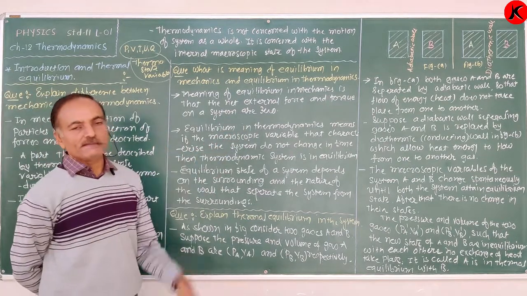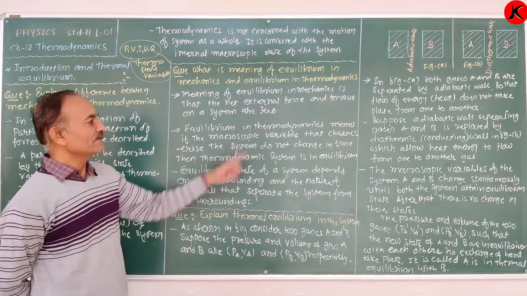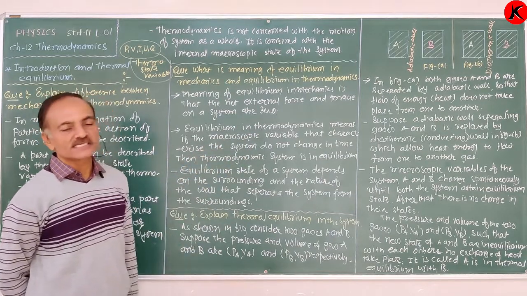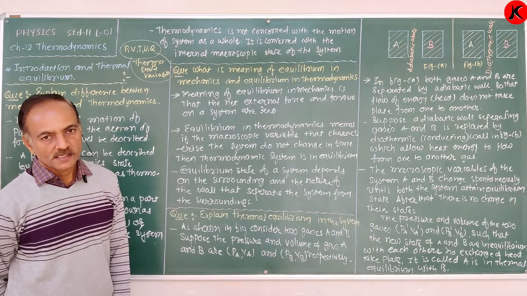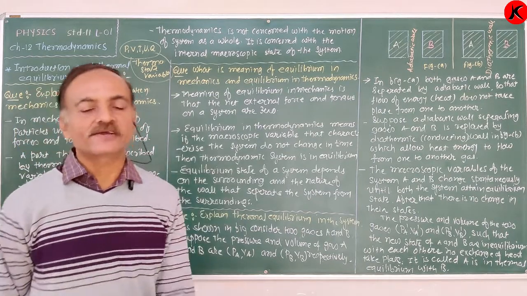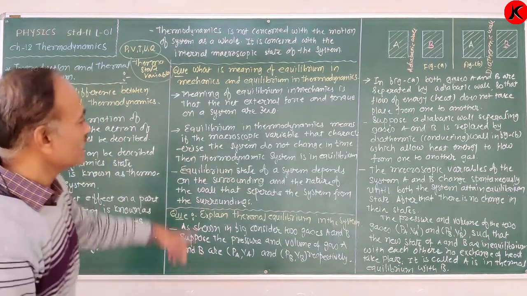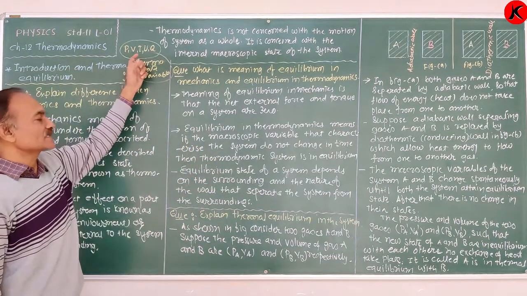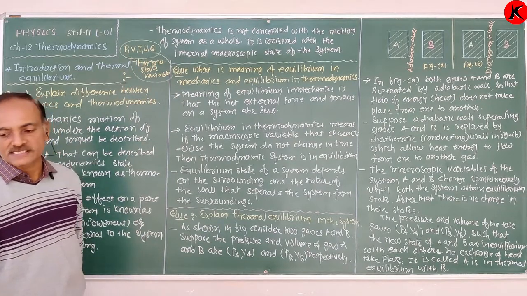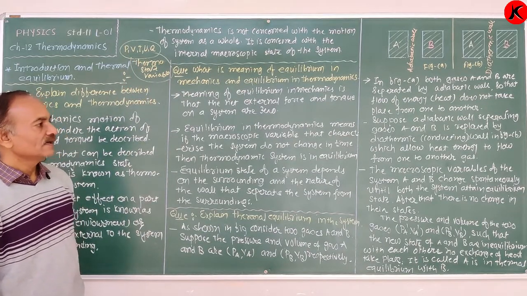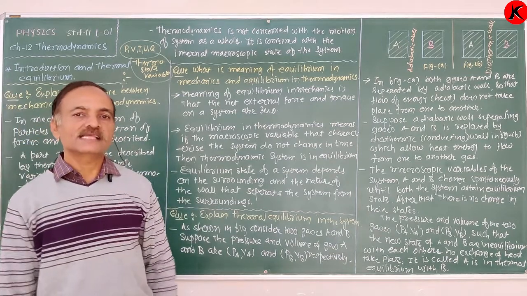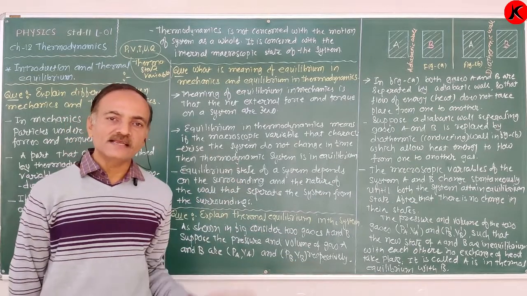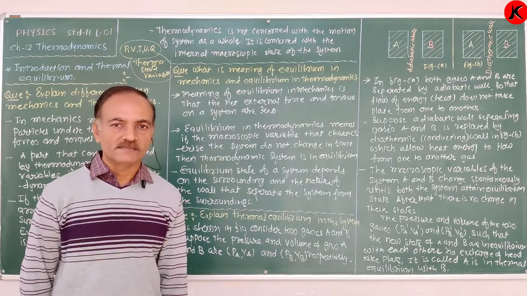Now, equilibrium in thermodynamics means that the macroscopic variables that characterize the system do not change with time. What is the meaning of thermodynamic equilibrium? It means that macroscopic variables like pressure, volume, temperature, internal energy and amount of heat do not change with time. That is, they remain constant. So we can say that the system is in thermodynamic equilibrium.